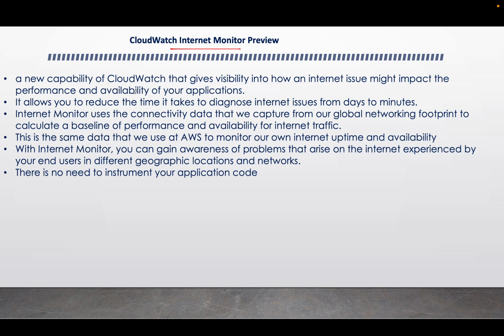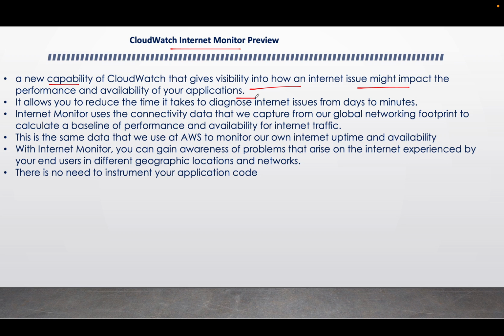So let me go through some of the pointers and I'll jump quickly to my AWS Management Console to show you what kind of data we are getting and how you can implement CloudWatch Internet Monitoring. It's a new capability to CloudWatch that gives visibility into how an internet issue might impact the performance and availability of your application.